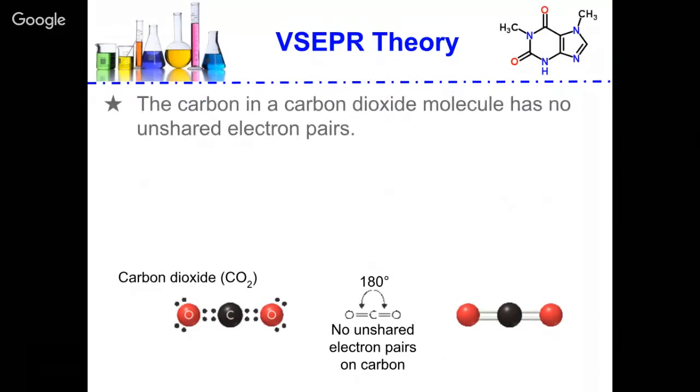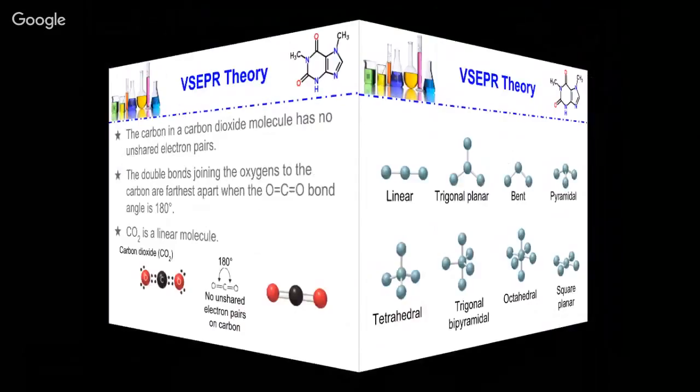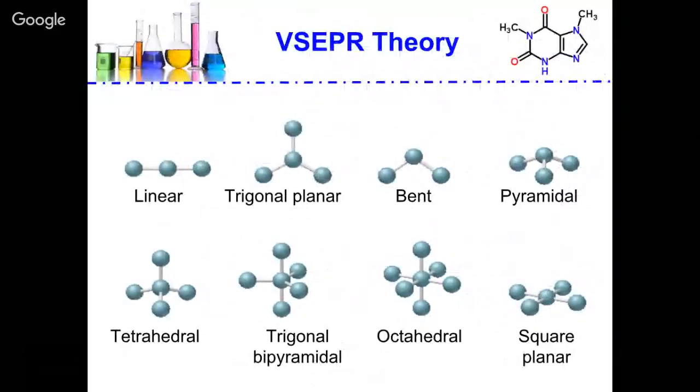The carbon in a carbon dioxide molecule has no unshared pairs around it. So when we line these things up, it's actually going to be linear, which will have a bond angle of 180 degrees. So these are all your possible VSEPR shapes.